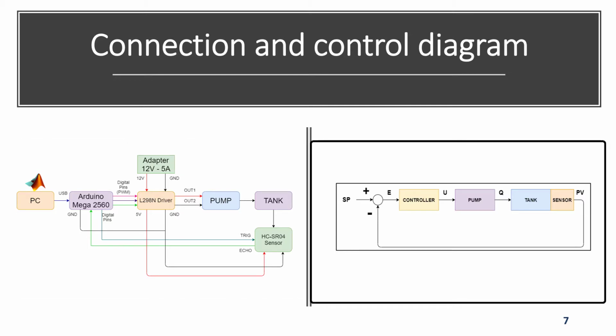This is the control diagram of the system. First we initialize the set point, and E is the difference between the set point and the present value fed back from the sensor. After the controller processes the error signal, it outputs the U signal. The U signal can be in the form of a PWM signal. It goes to the pump, and the pump changes the speed of the motor, and from that we change the flow rate, and the flow rate adjusts the water flowing into the tank, and from that we control the water level in the tank.